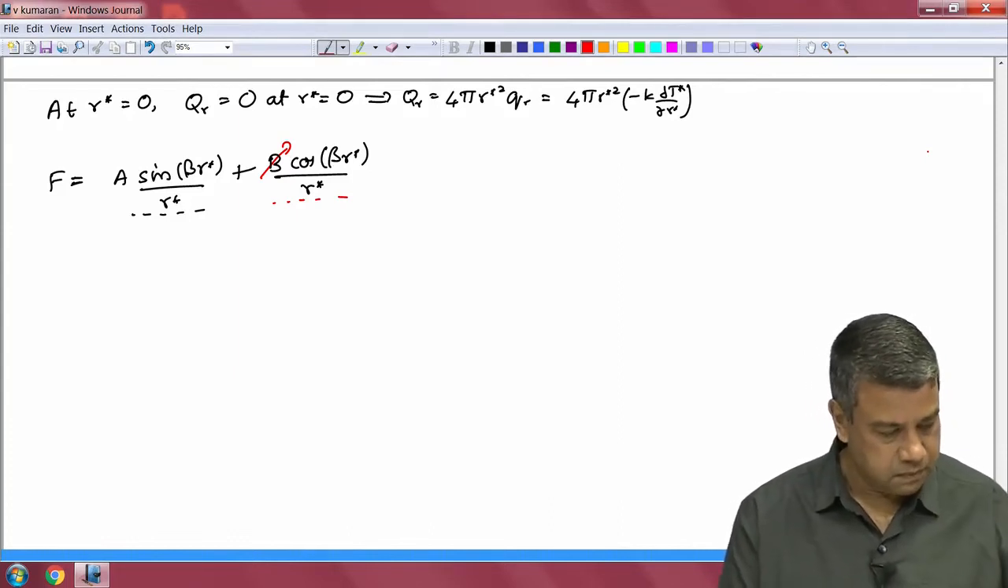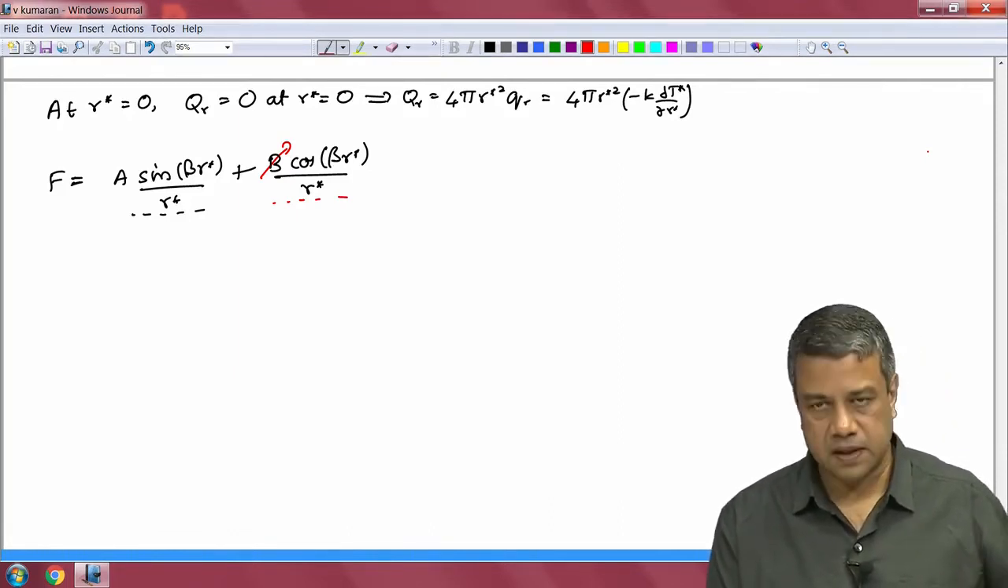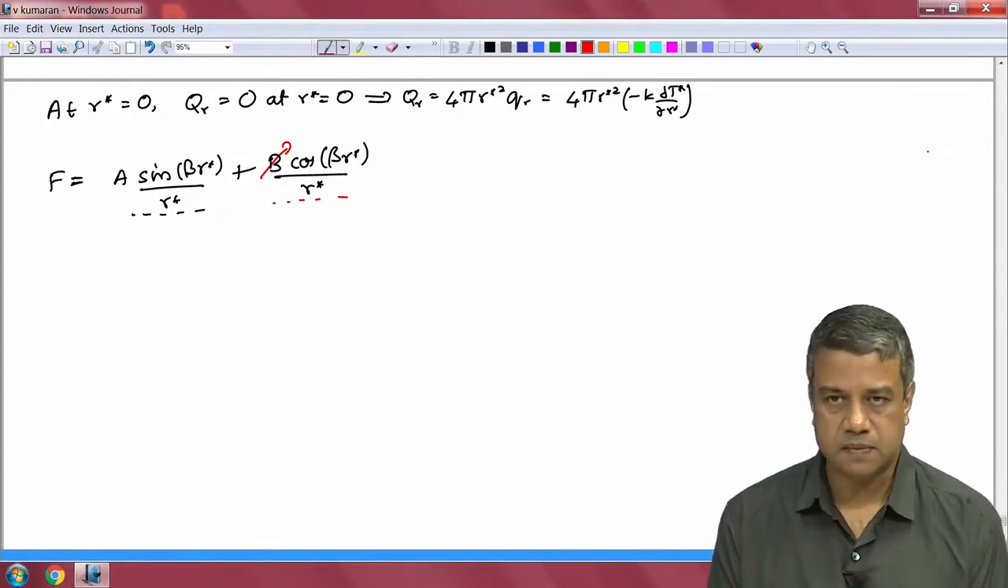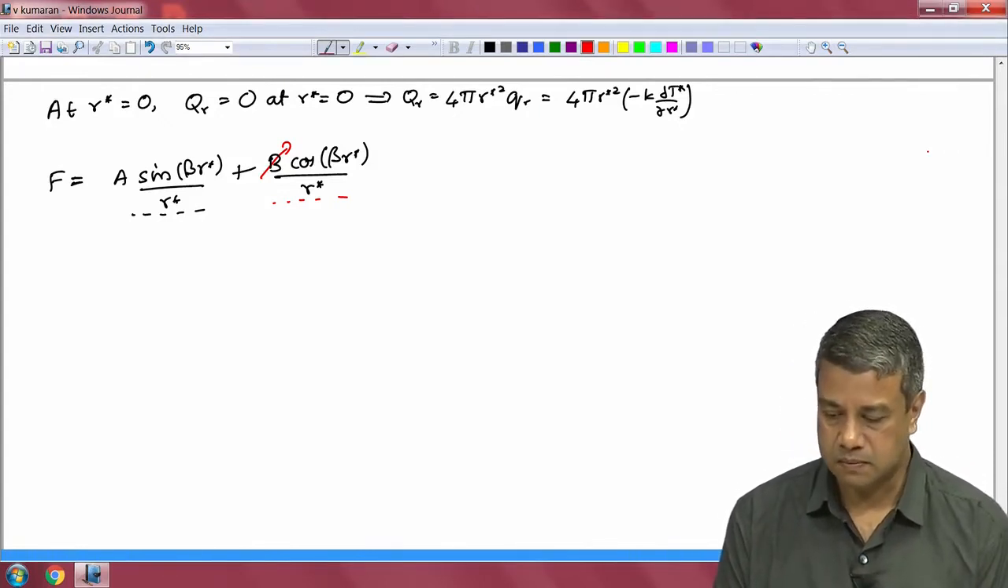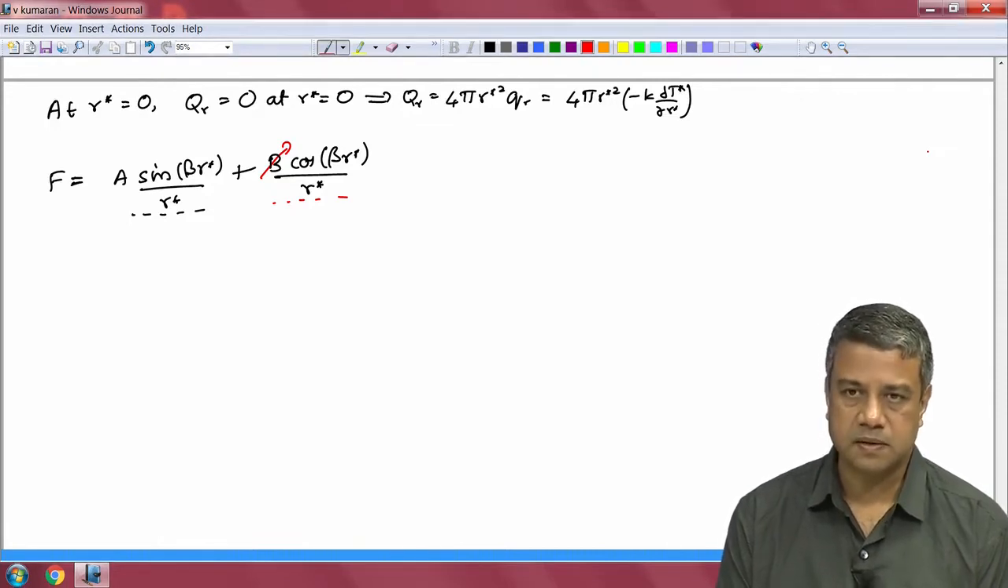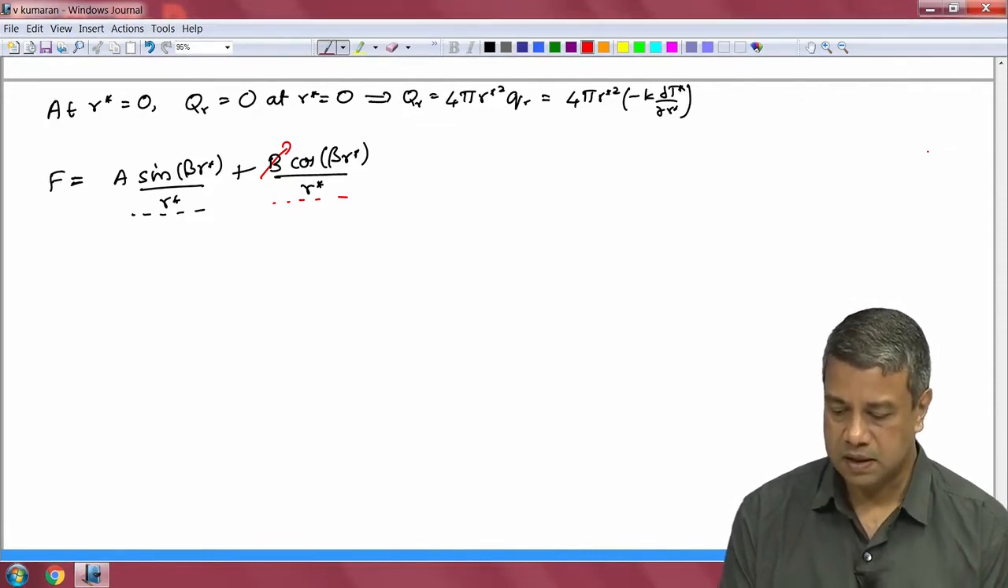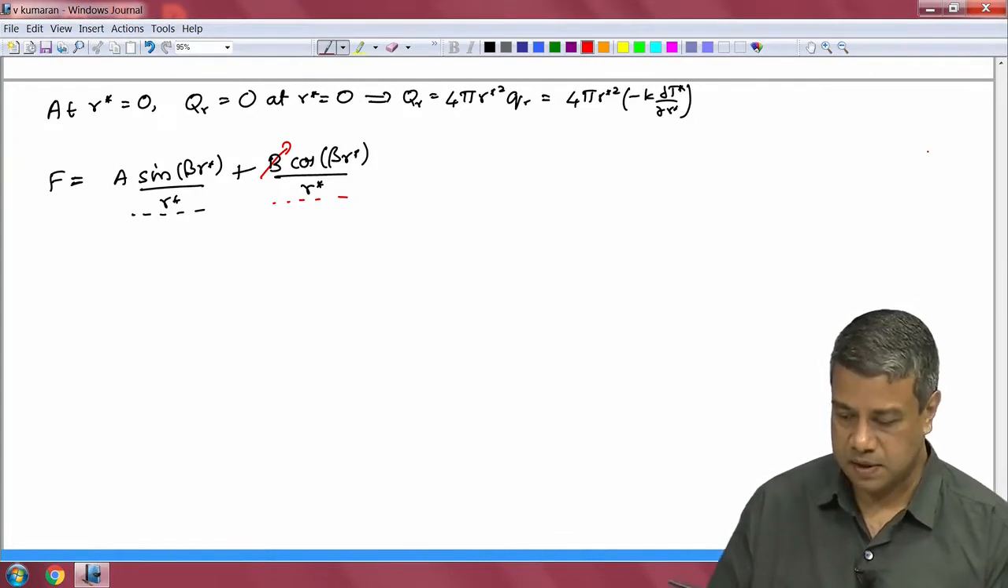The temperature is finite at the origin in this case, because as r goes to 0, beta r also goes to 0. So, the requirement that the temperature has to be finite at the origin implies that f is equal to A sin beta r by r.